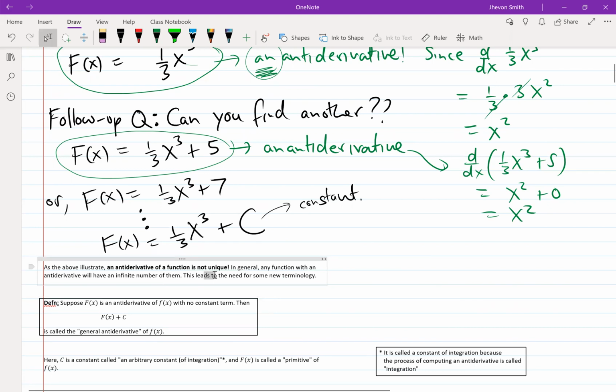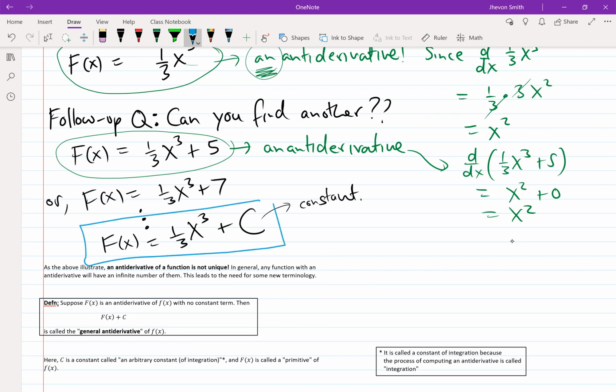So this needs some new terminology here. Suppose the constant is not in play. So big F is an antiderivative with no constant terms. So in this part, that would be the 1/3 x cubed. Then this expression, big F of x plus c, this plus a constant, is called the general antiderivative, okay? So in other words, this one here would be called the general antiderivative.